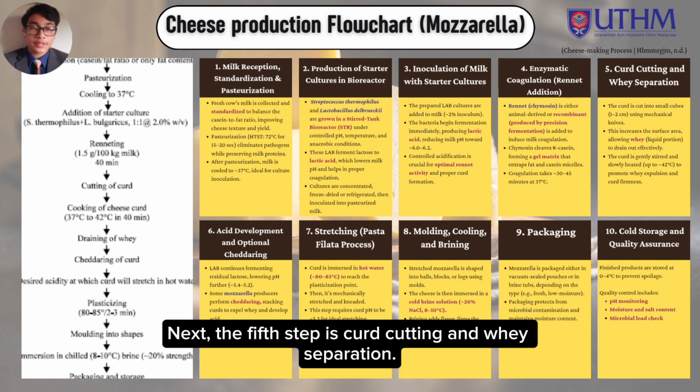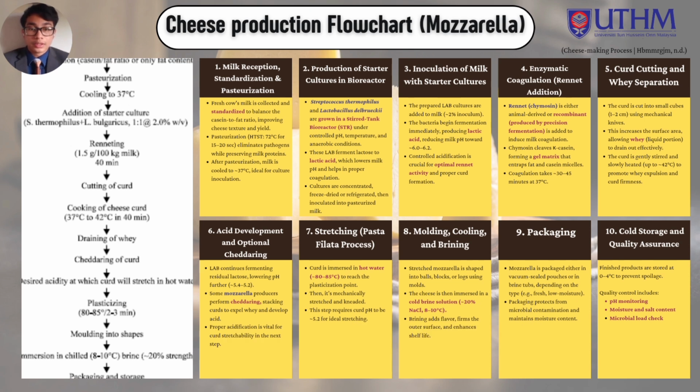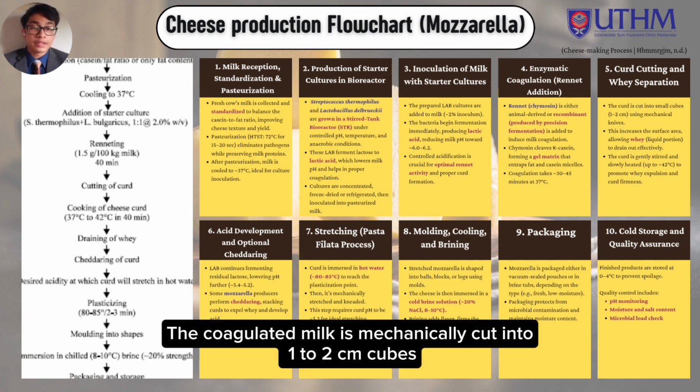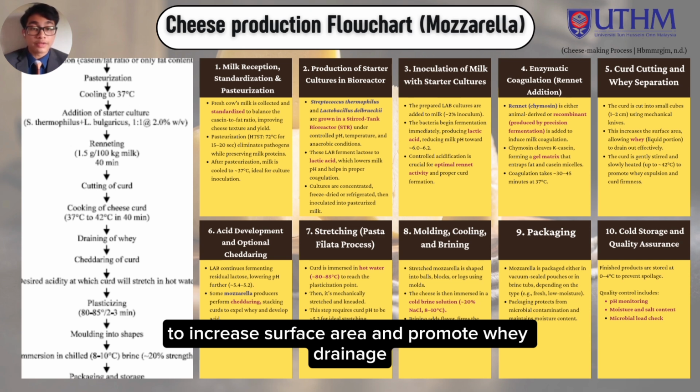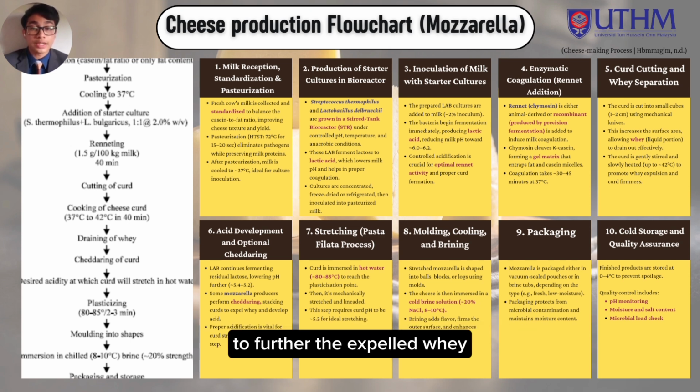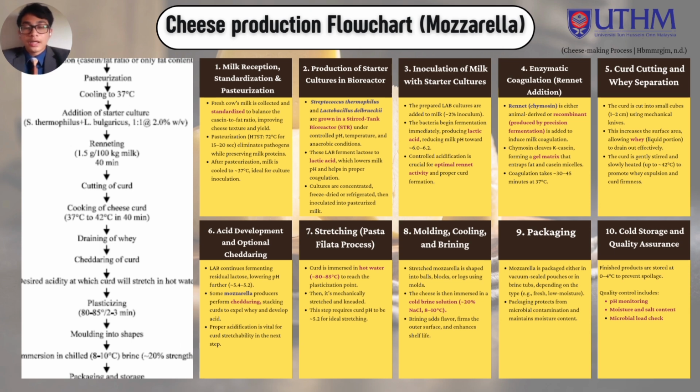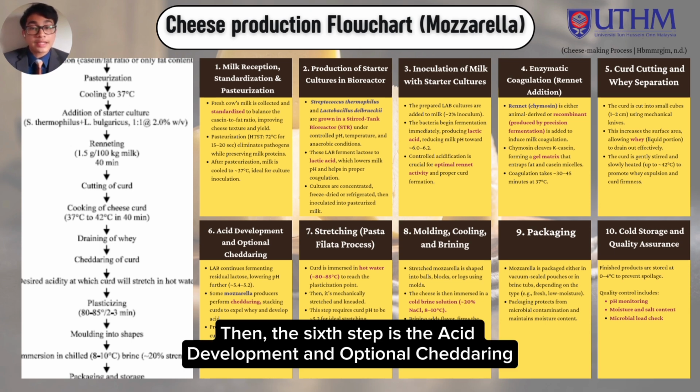Next, the fifth step is curd cutting and whey separation. The coagulated milk is mechanically cut into 1 to 2 cm cubes to increase surface area and promote whey drainage. The curds are gently stirred and heated to 42 Celsius to further expel whey and enhance the curd firmness. And then, the sixth step is acid development and optional cheddaring.